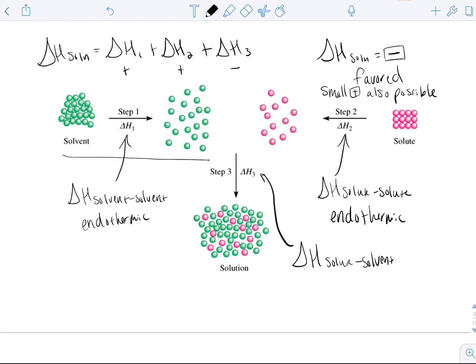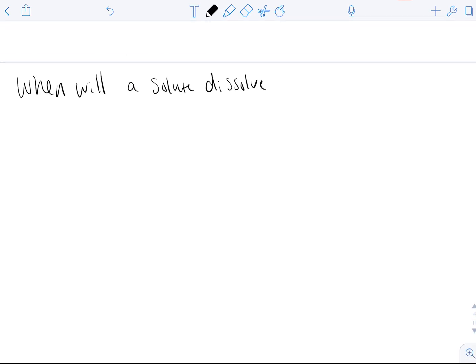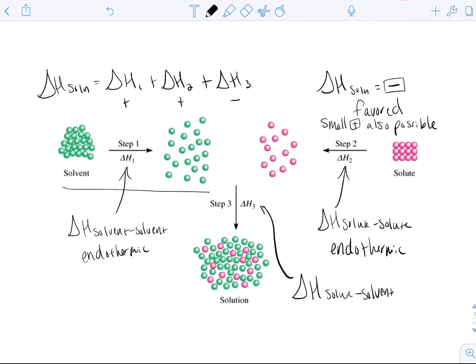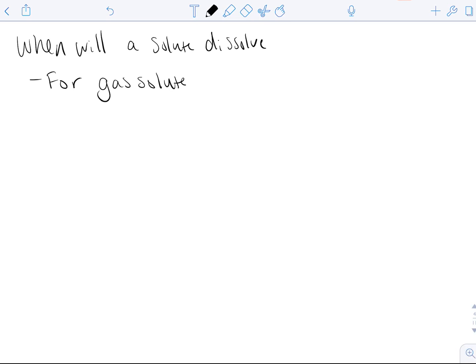So let's think about our different energies when we think about our solution process. So we're going to form different types of solutions. Let's first look at when we will have solutions form. So when will a solute dissolve? Obviously, we would like if our delta H of solution is negative, right? However, there are times we don't have to think about our delta H. For instance, if we have a gas solute, gas solvent, here we're going to not really consider enthalpy because we don't consider intermolecular forces when we think about gases.